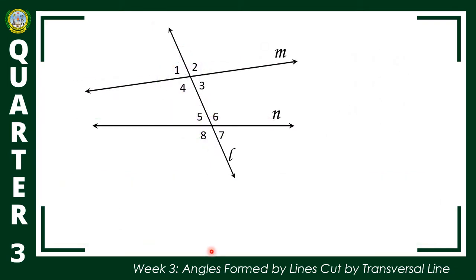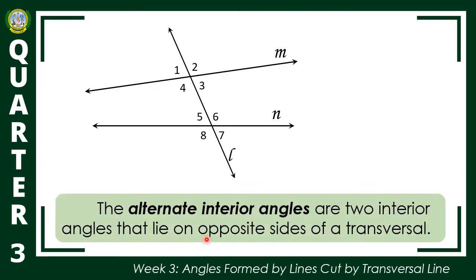The second pair is what we call the alternate interior angles. These are two interior angles that lie on opposite sides of a transversal line. So, ito yung transversal line natin, di ba? As you can see, it divides the plane into two parts. Okay? So, particularly in this figure, left part at saka yung right part or right side, left and right. Okay? So, tatandaan. Meaning, yung ating pong alternate interior angles, dapat isang nasa left, isang nasa right.